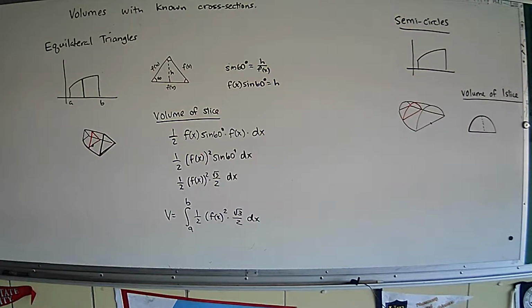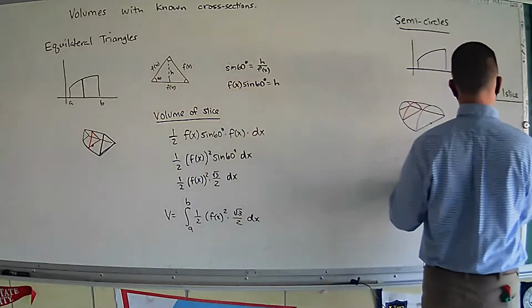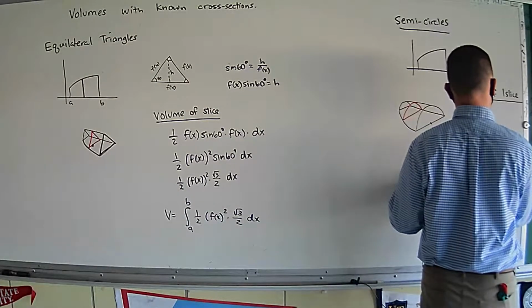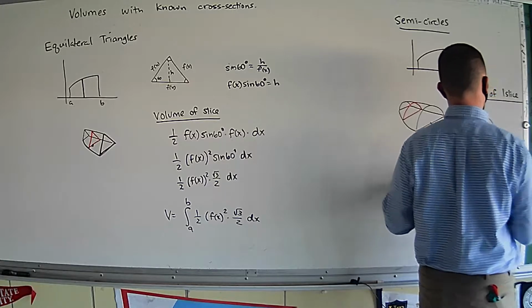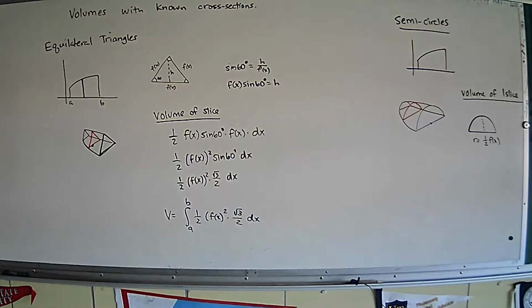What is the radius of that semicircle? It's 1/2 f of x. The radius of that is 1/2 f of x. Or, over here, 1/2 of f minus g. Okay, so how thick is the cheese? Still dx, right? Like always, since we're stacking these up like library books.